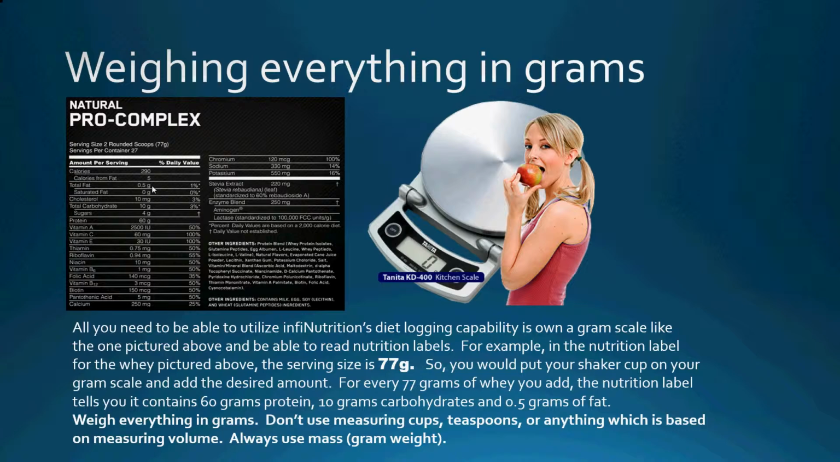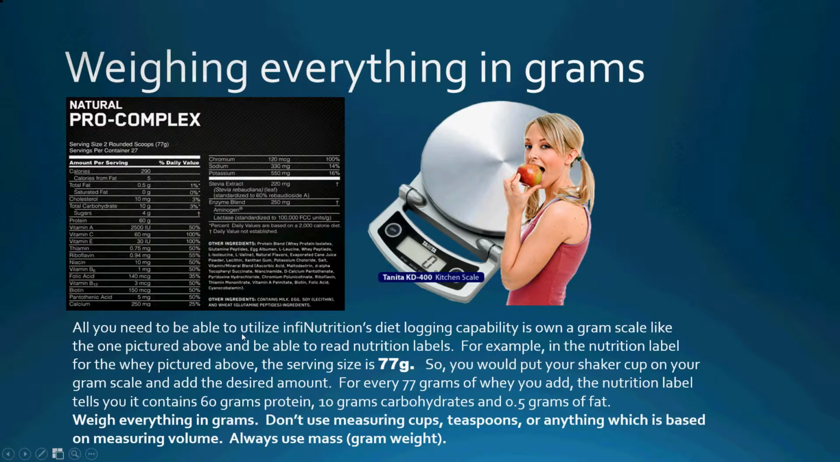So all you'd need to do is put your shaker cup on your gram scale, add the desired amount, and for every 77 grams of whey you add, just like we went over, you'd have 60 grams protein, 10 grams carbs, 0.5 grams fat. You're going to have to weigh everything in grams. Don't use measuring cups, teaspoons, or anything which is based on measuring volume. If you can, always use mass, and that would be the gram weight. Don't do like a quarter cup. Make sure you get the gram weight.